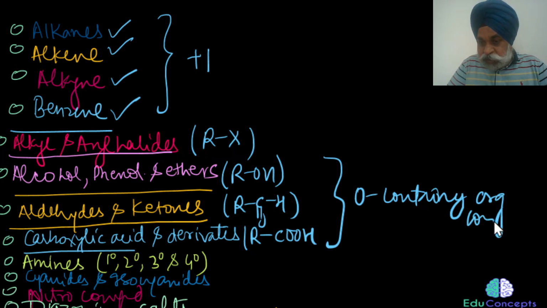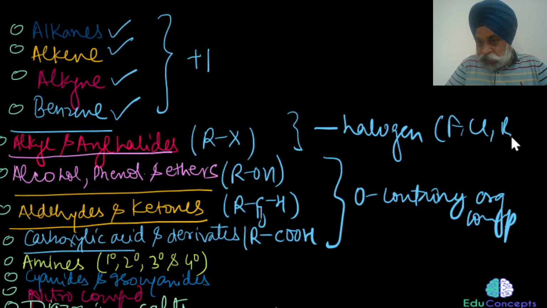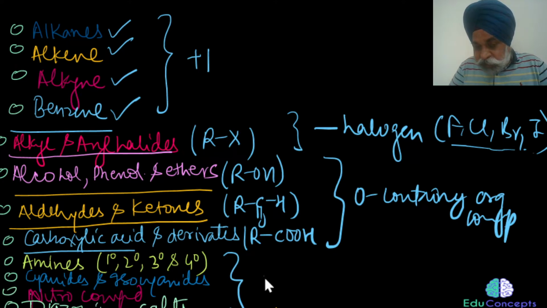This is what you call halogen containing organic compounds. Halogen means fluorine, chlorine, bromine, iodine. If any hydrocarbon contains any of these elements, we say it is a halogen containing organic compound. And lastly, you would see amines, cyanides, nitro compounds, diazonium salts. These are nitrogen containing organic compounds.